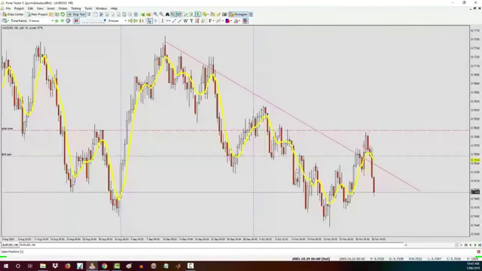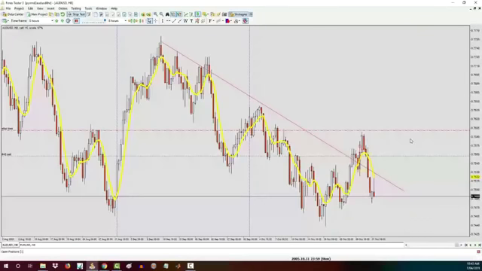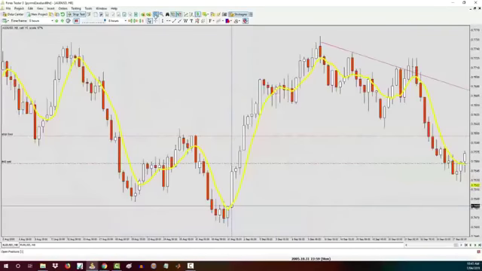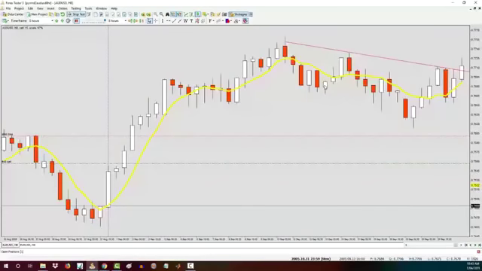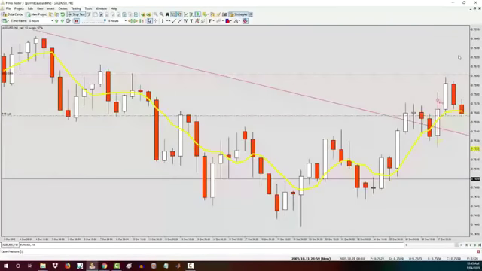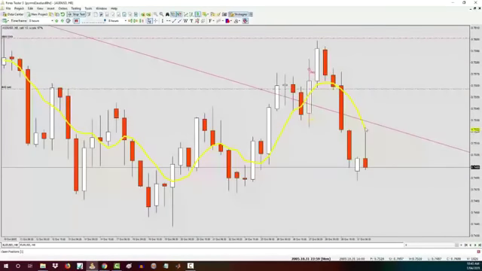Now, see how the moving average is pointed down? I'm going to get out of this trade when the moving average points up. So that's called the moving average slope. It's sloping down right now. If it goes up, I'll get rid of this trend line because it's kind of annoying.